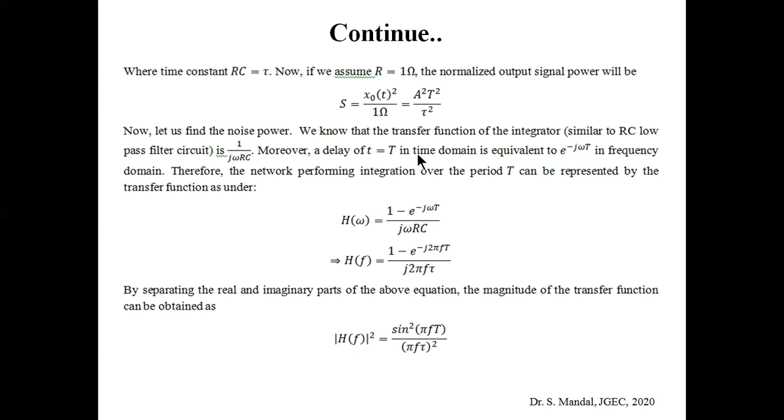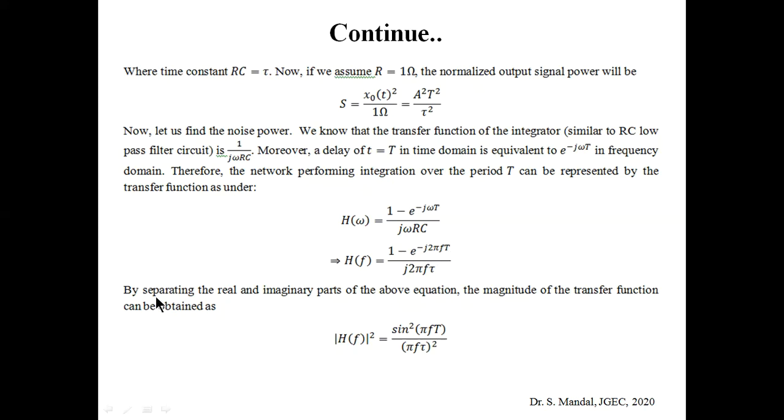Now, if you substitute omega equal to 2 pi f, then that will become H of f equal to 1 minus e to the power minus j 2 pi fT divided by j 2 pi fT. Now here there is the exponential term e to the power minus j 2 pi fT, or e to the power j 2 pi fT.